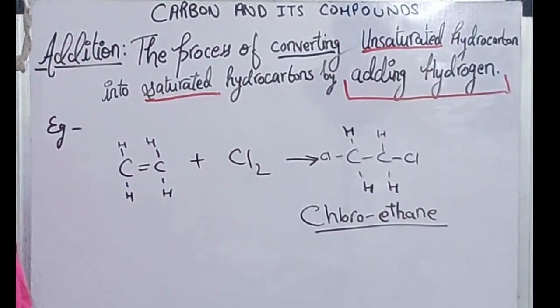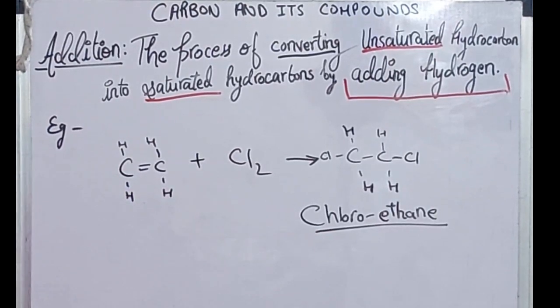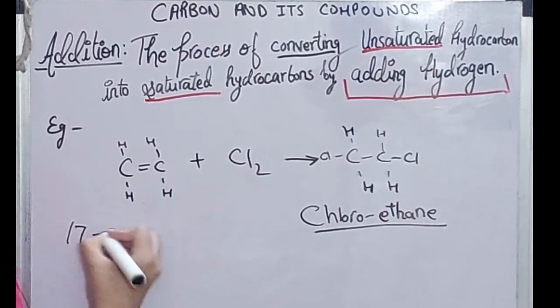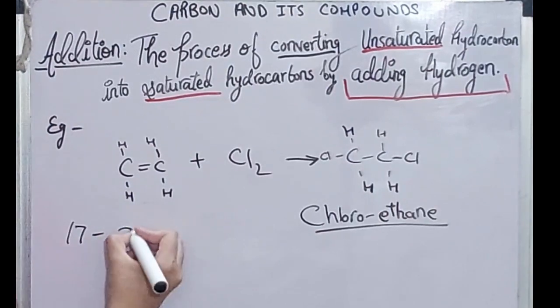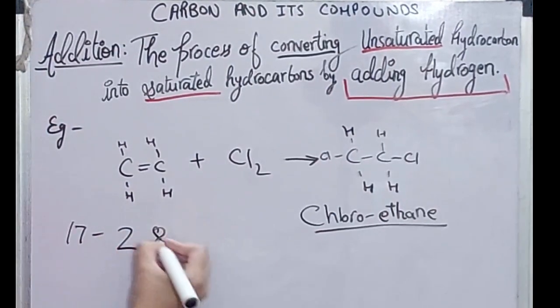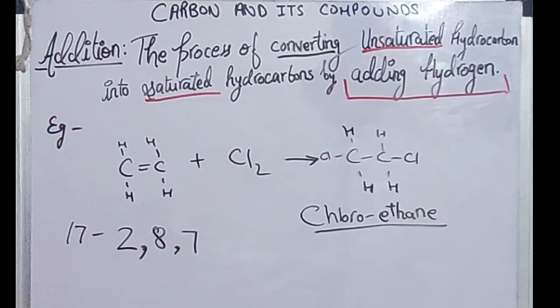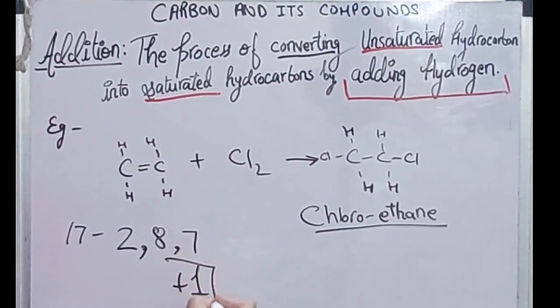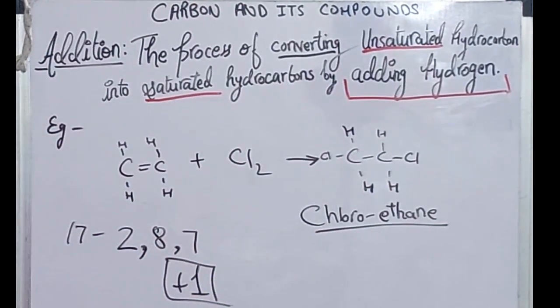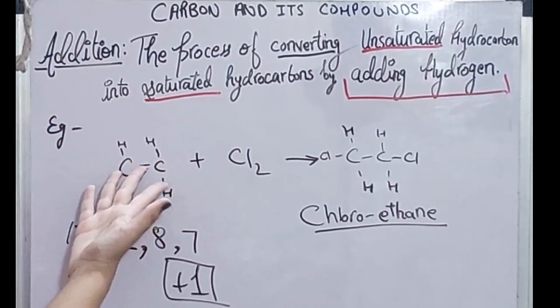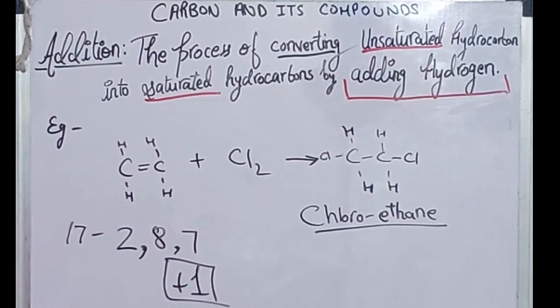Chlorine, argon, potassium, calcium. 17 is the atomic number of chlorine. So 2, 8, 7. So you can see इसकी वैलेंसी क्या है? 1. So it is very capable of making a single covalent bond with your carbon, right?